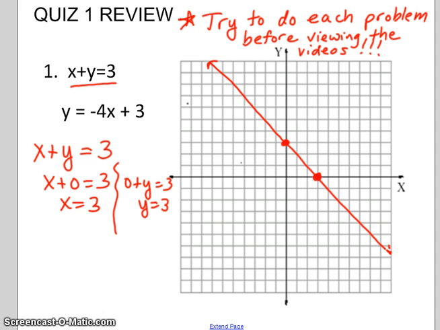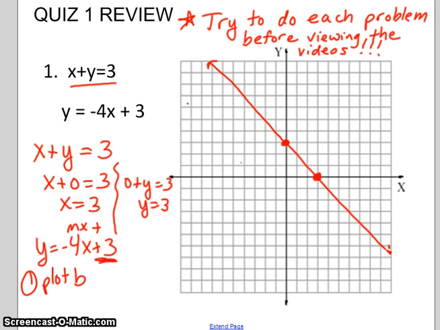Okay, second equation, y equals negative 4x plus 3, is in slope-intercept form. Okay, how do we graph using slope-intercept form? Well, we're going to plot b first, which in this case, we have mx plus b, remember. Okay, b is 3, so we're going to go to 3 on the y-axis. I'll do this one in blue.